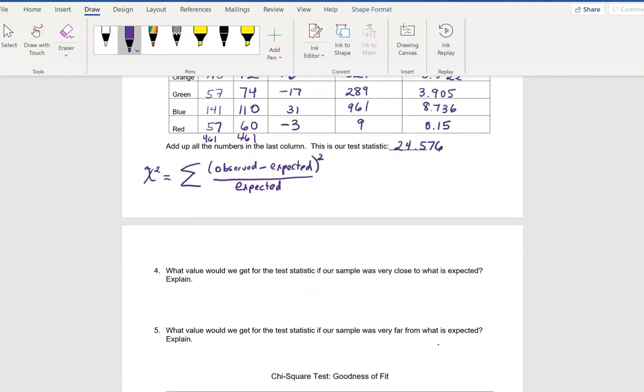What value would we get for the test statistic if our sample was very close to what was expected? It would be a value close to 0. What value would we get for the test statistic if our sample was very far from what was expected? A very large number.